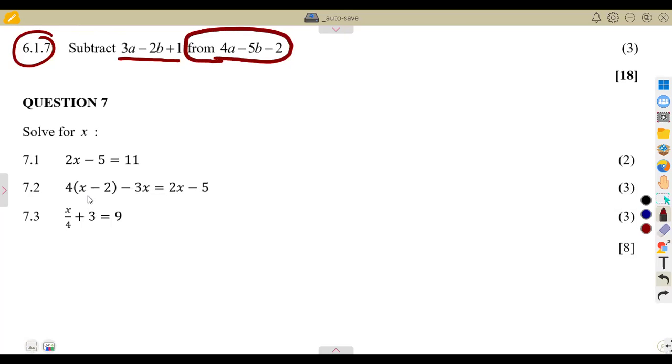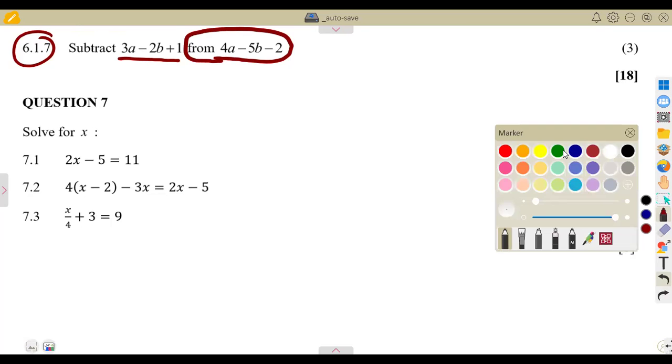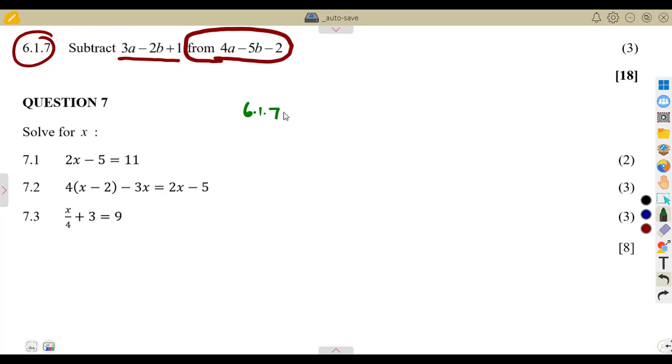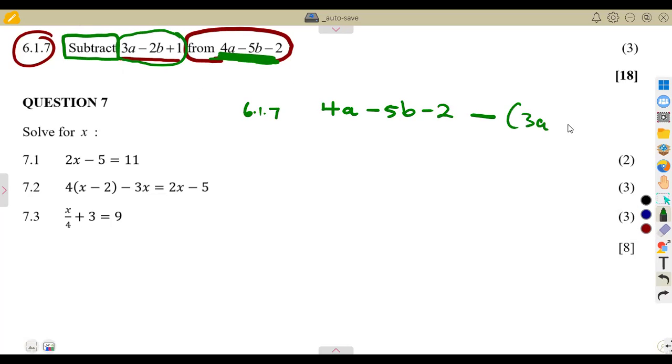Take note. From where? That is what you have to consider. So that's 6.17. You start from 4a minus 5b minus 2. What are we supposed to do? We are supposed to subtract. What are we subtracting? This is what we are subtracting: 3a minus 2b plus a 1.